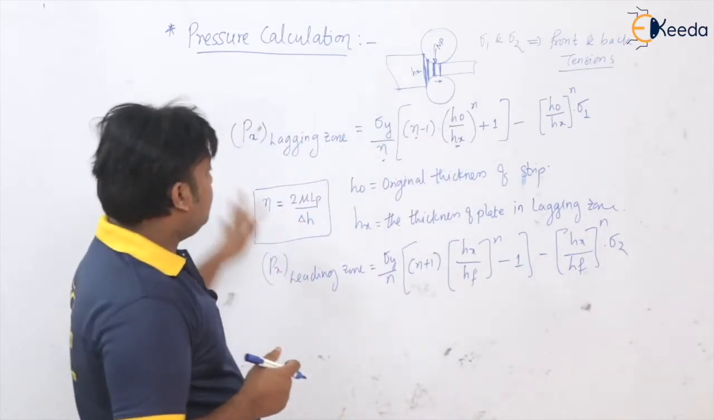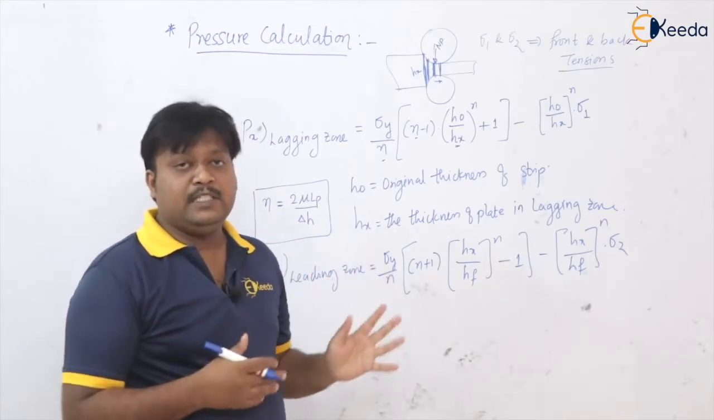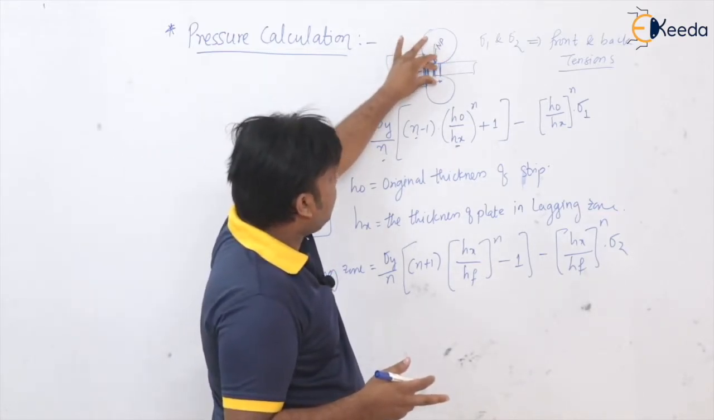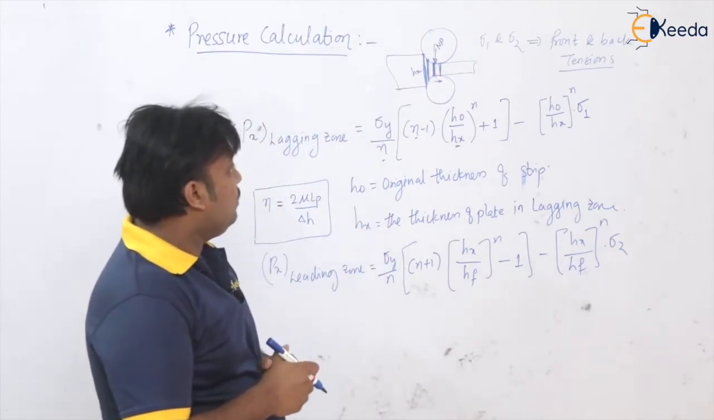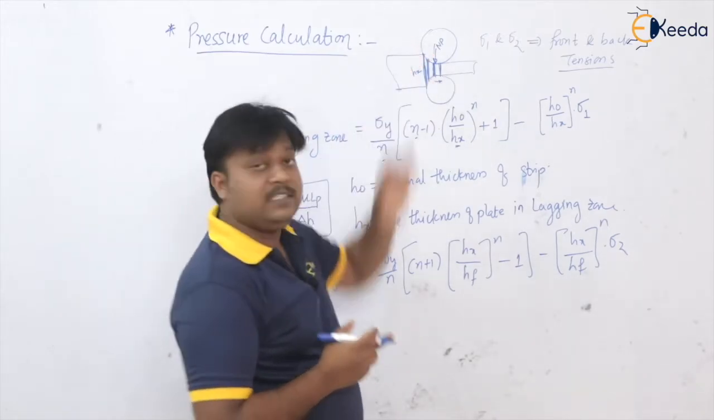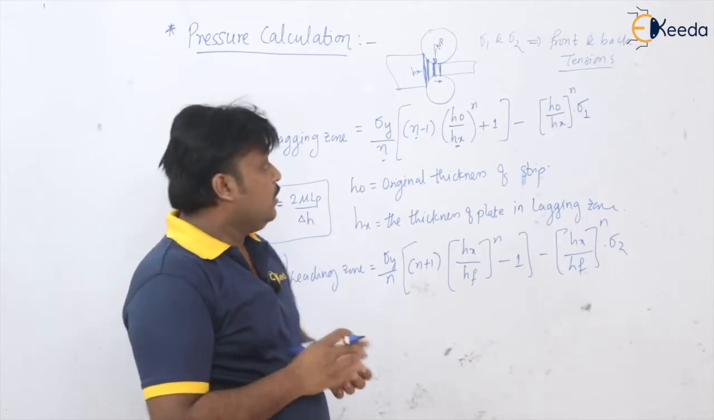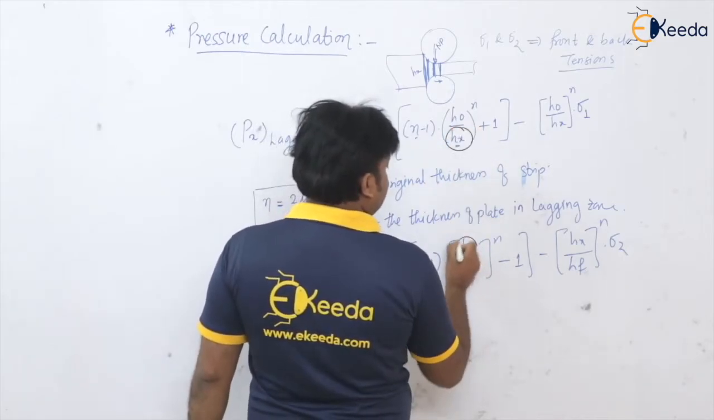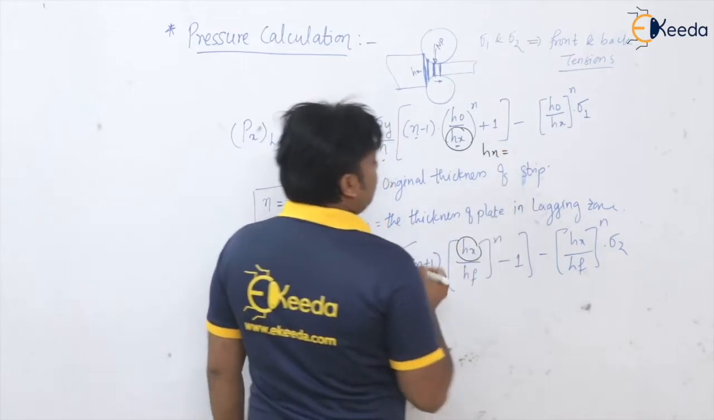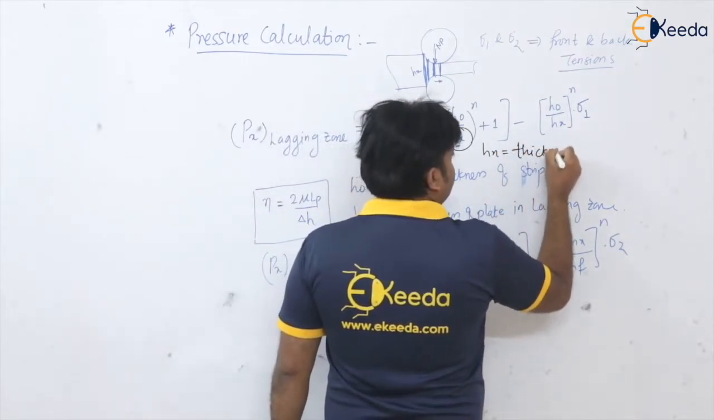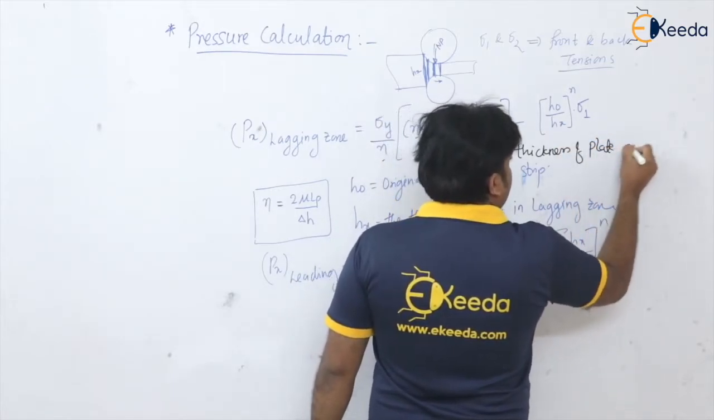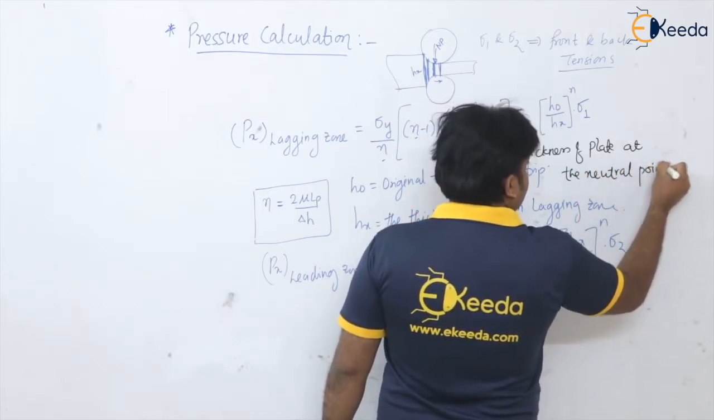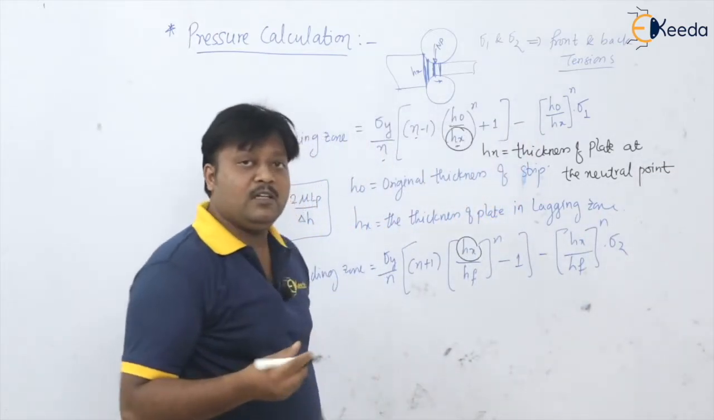So if you have this pressure in the lagging zone, what does it mean? We can calculate the pressure anywhere in this deformation zone, either in the leading zone, the lagging zone, or at the neutral point. If you want to calculate the pressure at the neutral point, which is the maximum pressure, this hx will now be what? The thickness of the plate or strip at the neutral point, isn't it? And the pressure will be maximum.